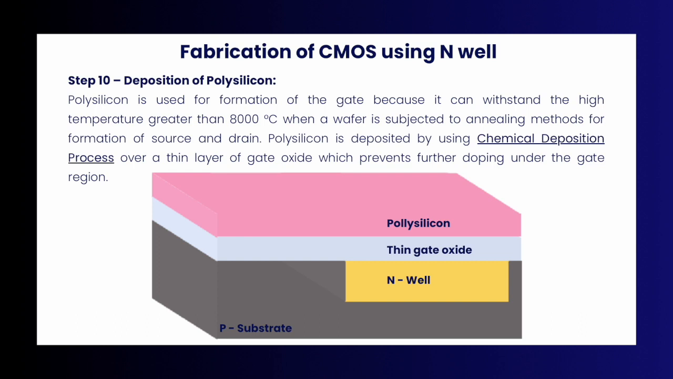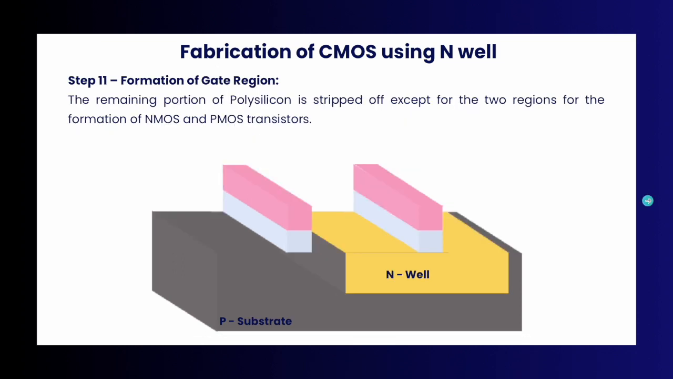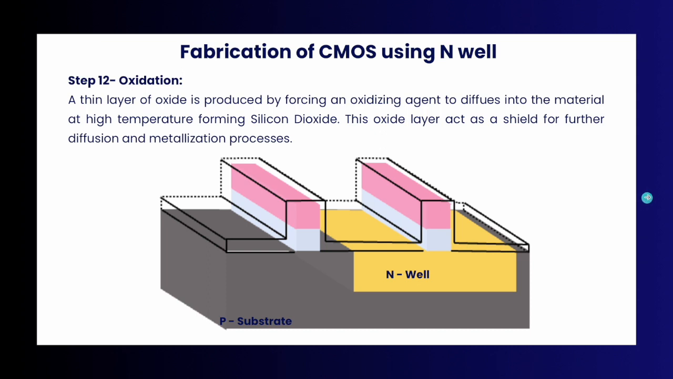Polysilicon is deposited by using chemical deposition process over a thin layer of gate oxide, which prevents further doping under the gate region. Step 11. Formation of gate region. The remaining portion of polysilicon is stripped off except for the two regions for the formation of NMOS and PMOS transistors. Step 12. Oxidation. A thin layer of oxide is produced by forcing an oxidizing agent to diffuse into the material at high temperature, forming silicon dioxide. This oxide layer acts as a shield for further diffusion and metallization processes.